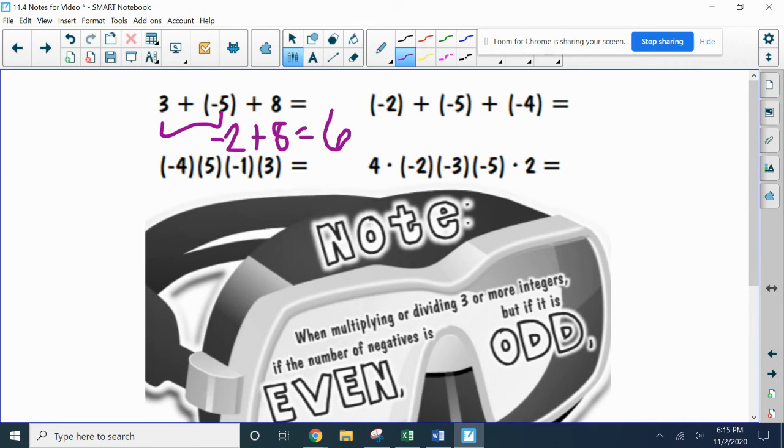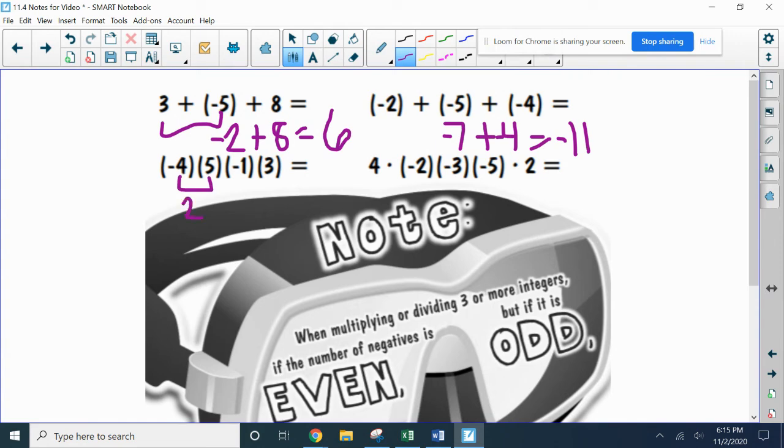So same thing on this next one. I have negative 2 plus negative 5. Two negatives make a bigger negative, so 2 plus 5 is 7, bigger negative. Then negative 7 plus negative 4 again. Two negatives become a bigger negative, so 7 and 4 is 11, and it's going to become a bigger negative. And then here we're just multiplying and paying attention to our signs.